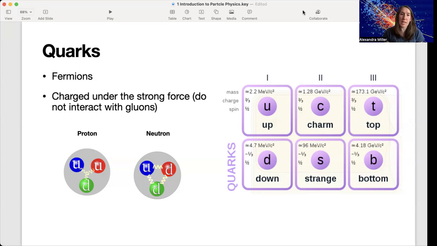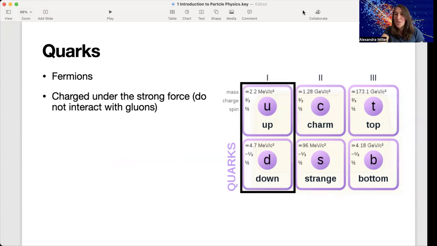So the proton we see in this diagram here is made up of 2 up quarks and a down quark, and then a neutron is made up of 1 up quark and 2 down quarks. And so these particles, which we might have thought of as fundamental, actually aren't. We now know that they're made up of quarks instead. And so we have 6 quarks or more, depending on how you count, but we'll start by thinking that there are 6 quarks. They're shown here on the right. So we have 3 generations. Our first generation is made up of an up quark and a down quark.